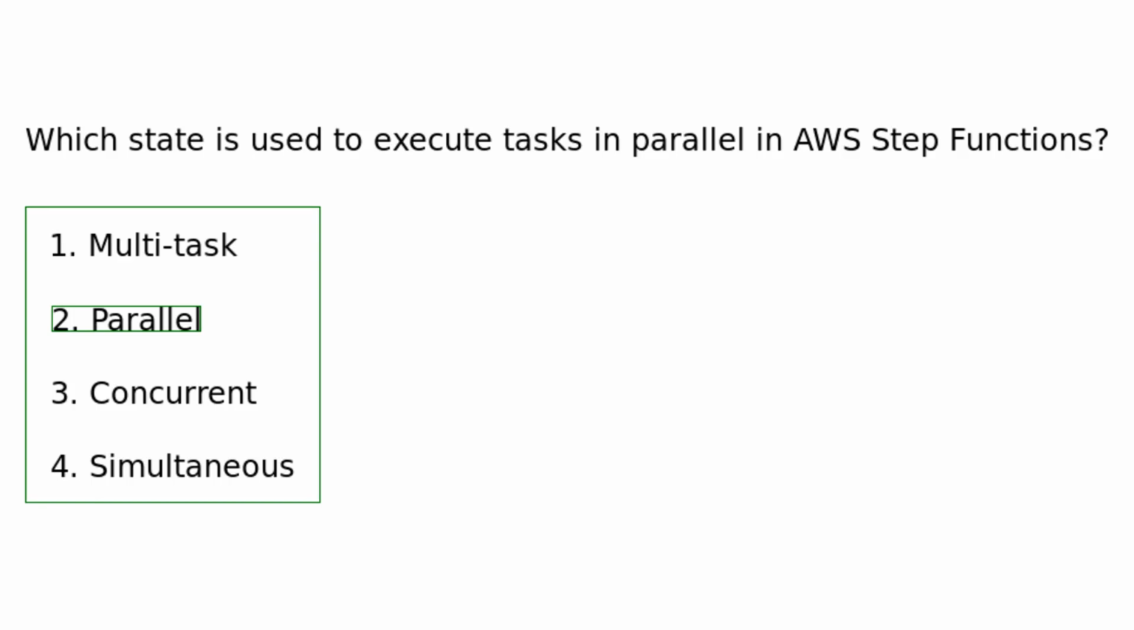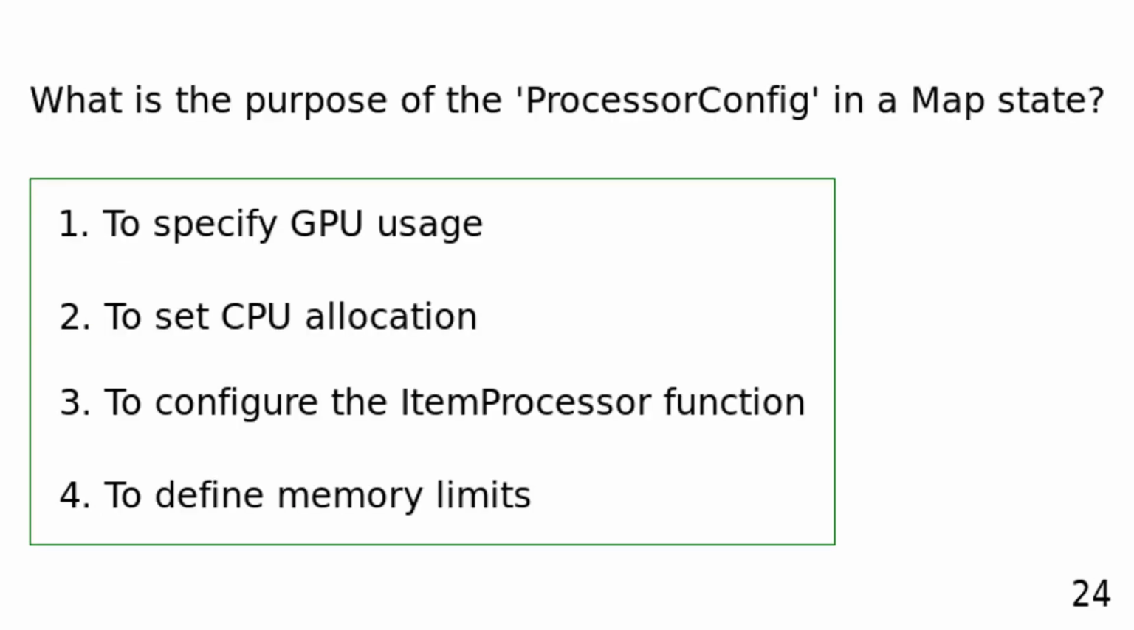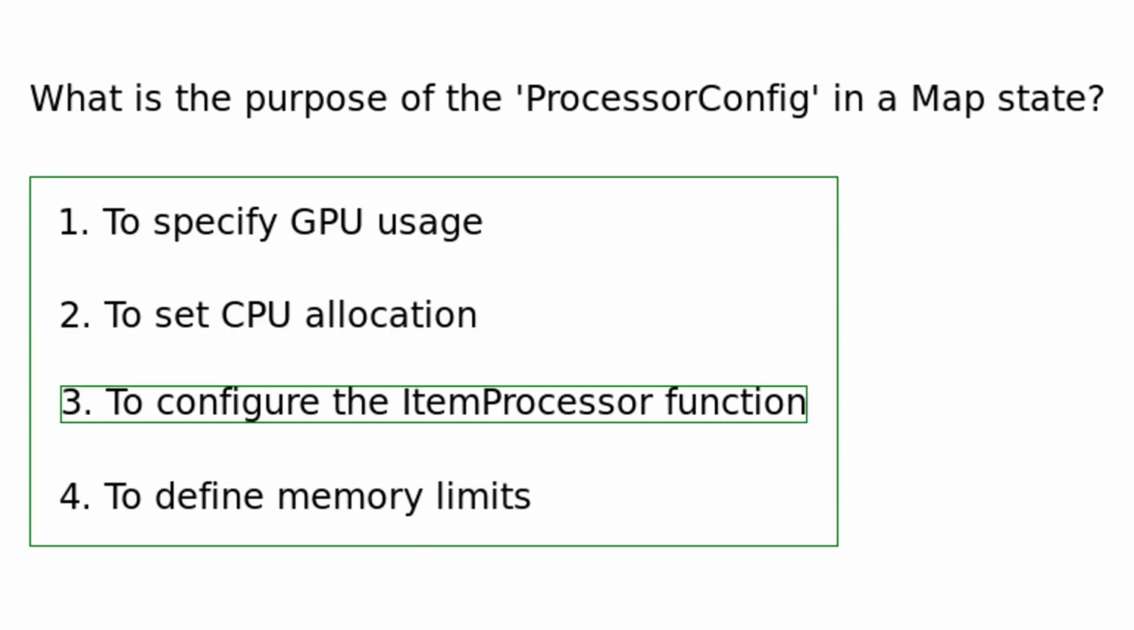What is the purpose of the processor config in a map state? To specify GPU usage. To set CPU allocation. To configure the item processor function. To define memory limits. The processor config in a map state of AWS Step Functions is used to configure the item processor function, which dynamically processes each item in parallel.